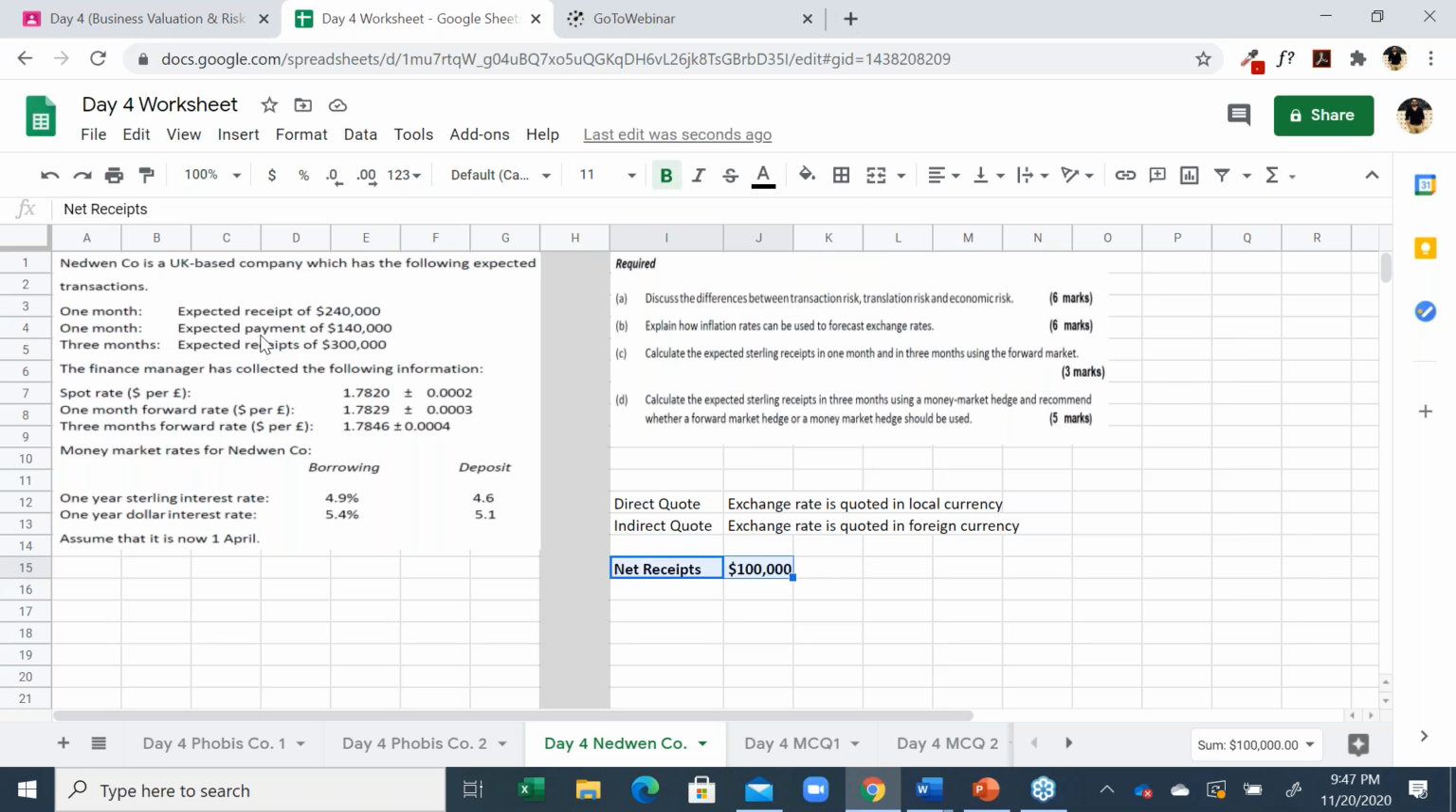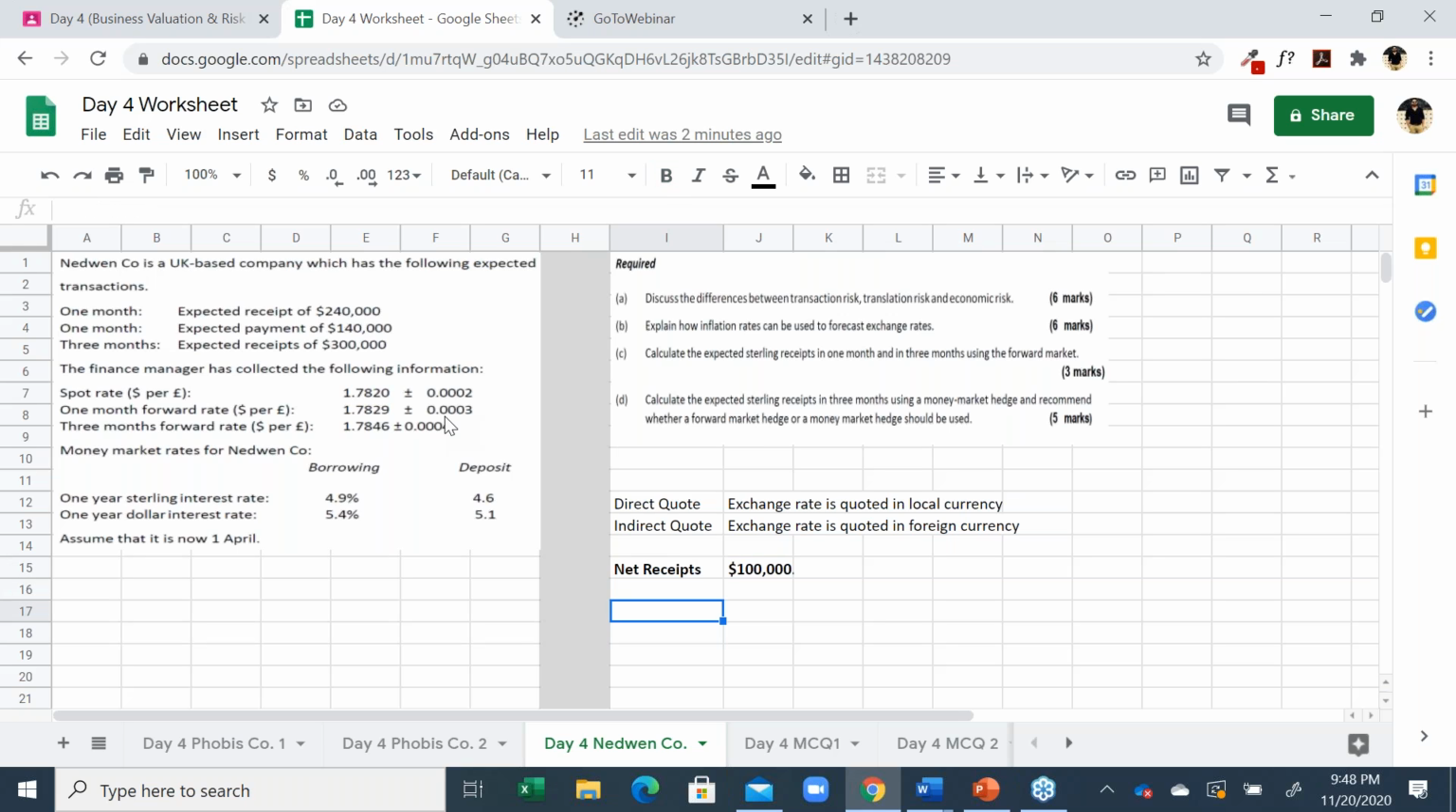So let's now look at how many pound sterling we will be getting against these $100,000 in 1 month's time if we go for a forward market hedge. So what's the 1 month forward rate? That's the 1 month forward rate. But it has been quoted in a strange way, plus minus 0.0003.